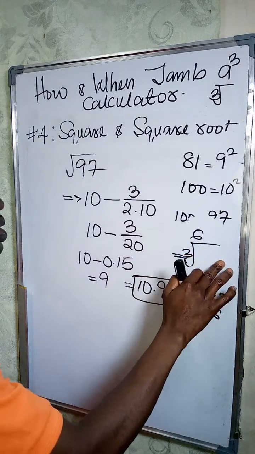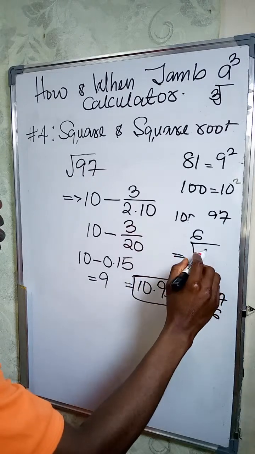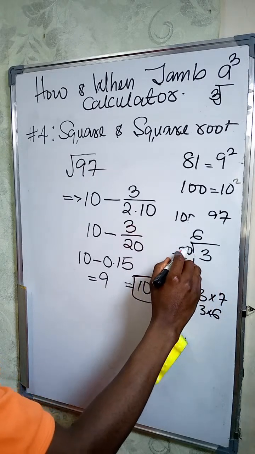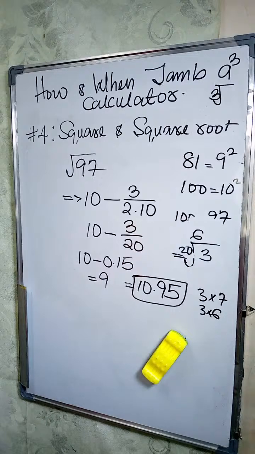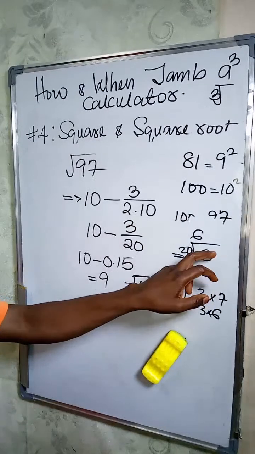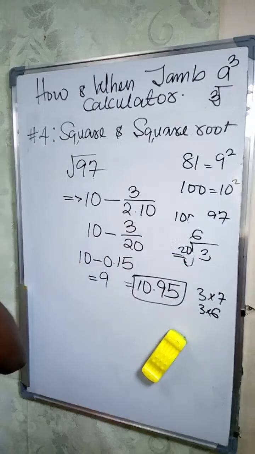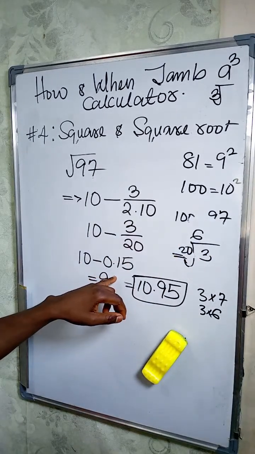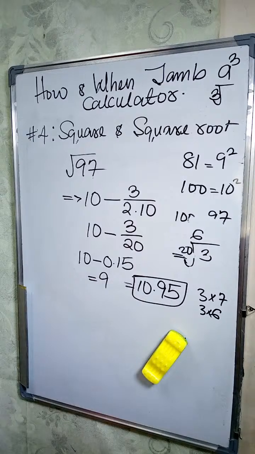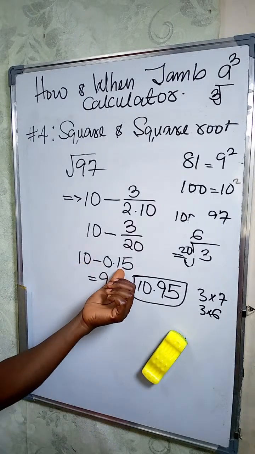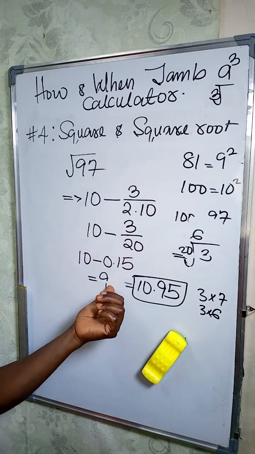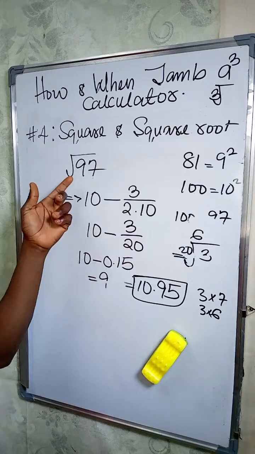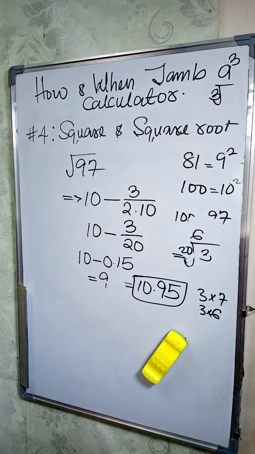So the best thing na the one we will do before. 3 go dey inside and 20 go dey outside, and that one will give us 0.15. So if we simplify them, that one will give us 0.15. So make we subtract this one from this one, and you will see say we will get our answer. We will dey close to the square root of 97.